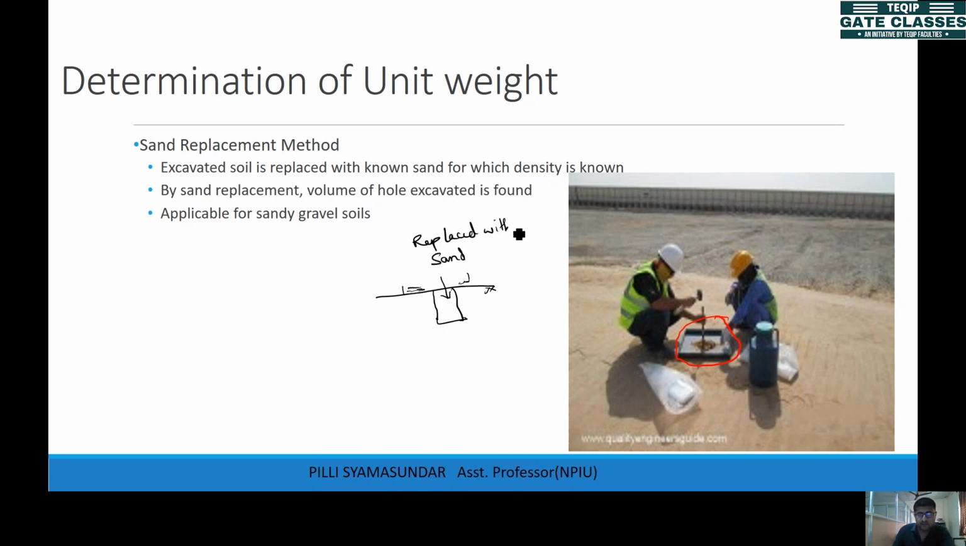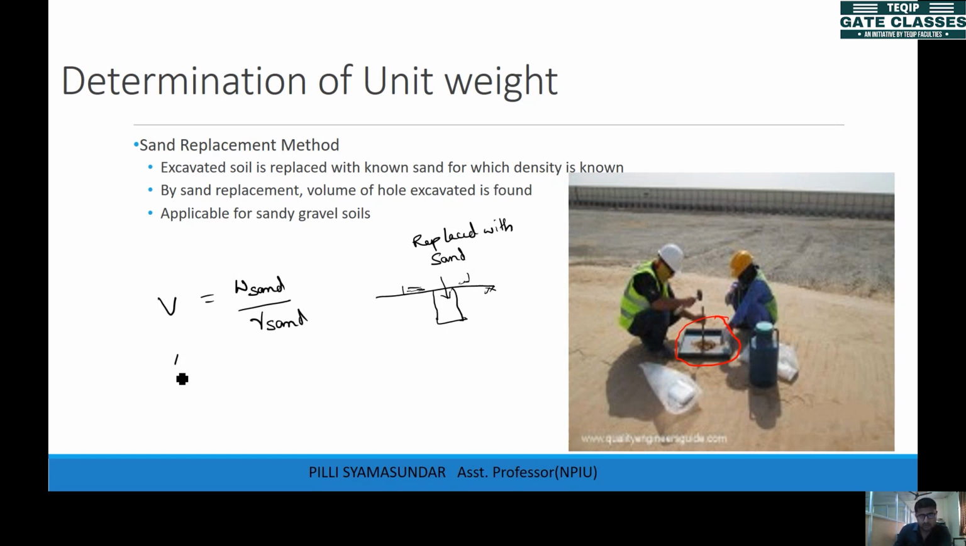This sand will fill this hole. Now you measure the weight of sand that goes into this hole. Once you know the weight of sand that goes into the hole, you can find out the volume of the sand, because the unit weight of sand is known to us. You do some calibration also. I'm not going into the complete test details. So gamma sand is known to you, right? If you divide the weight by the unit weight of sand, then you will get the volume, which is the volume of the hole.